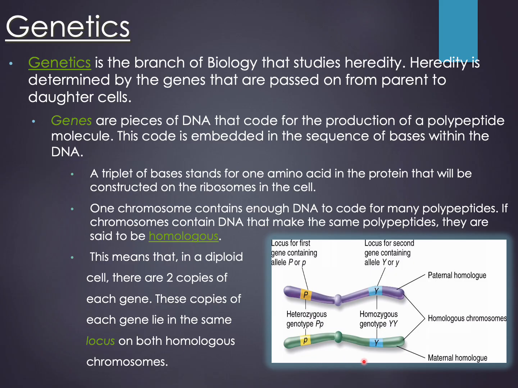So as you're looking at the diagram, you have homologous chromosomes. You can have a gene, for this capital Y and lowercase y, they're both the same type of gene, but it doesn't mean they're going to be the same allele.